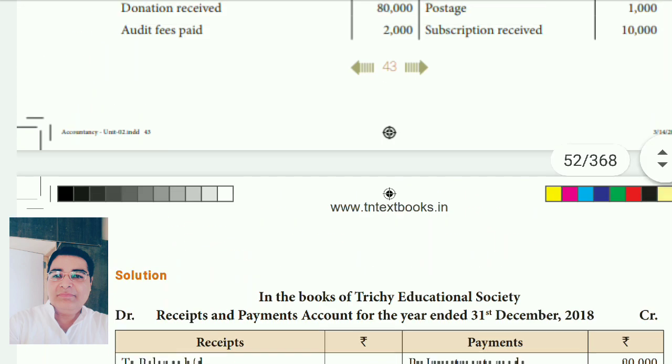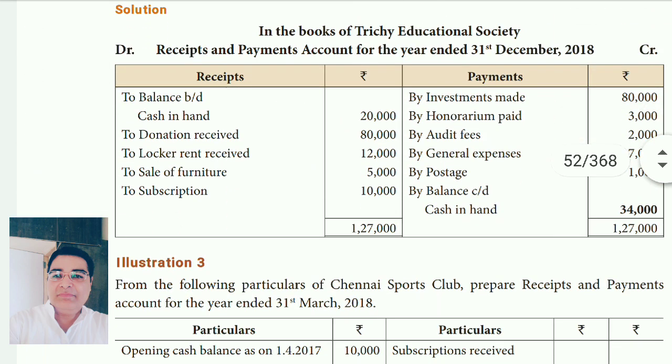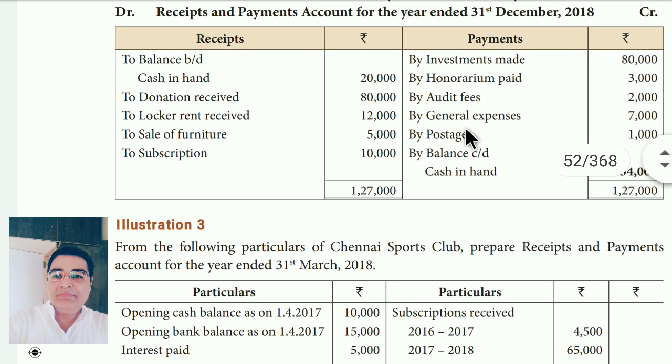Next one, general expenses is a payment, postage is a payment, subscription received, write in the receipt side. Then add all this, minus this amount, you will get 34,000. Answer: By balance carried down.